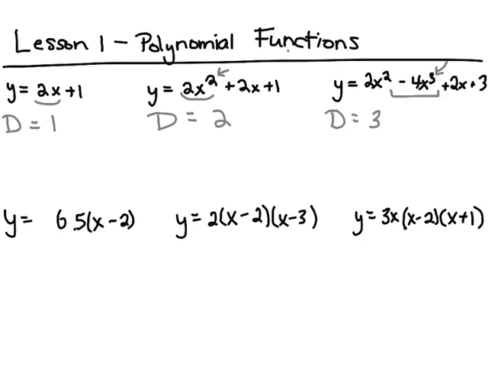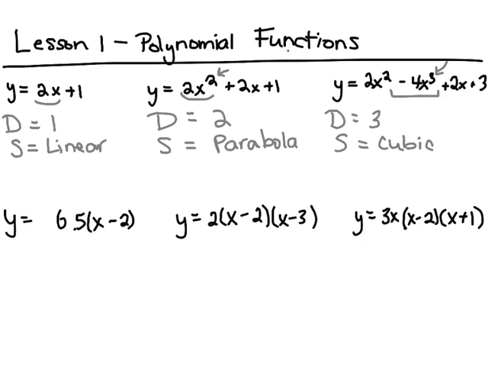Now the degree determines the shape of the function. When the degree is 1, it's linear. When the degree is 2, it's a parabola or quadratic. So that would be the shape. And when the degree is 3, it is a cubic function.